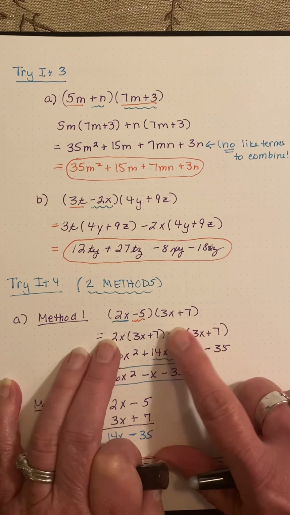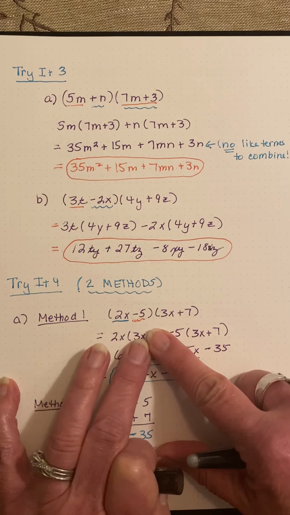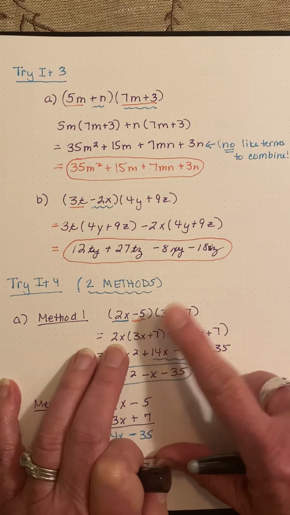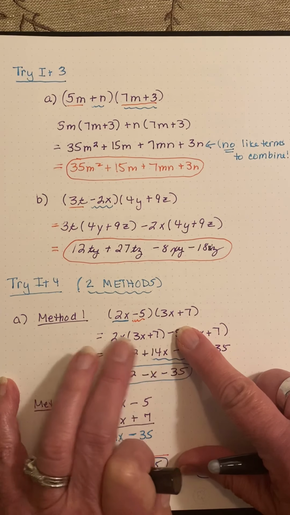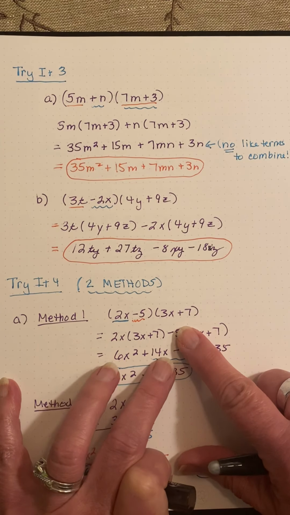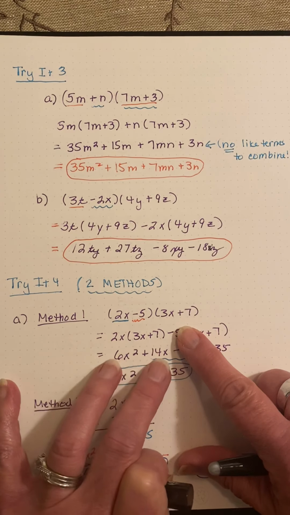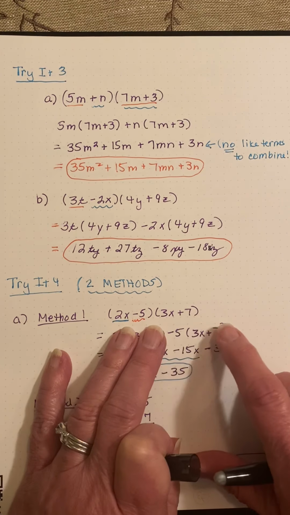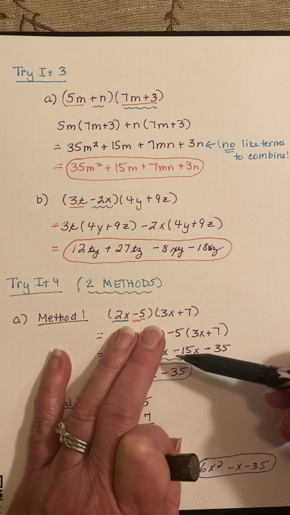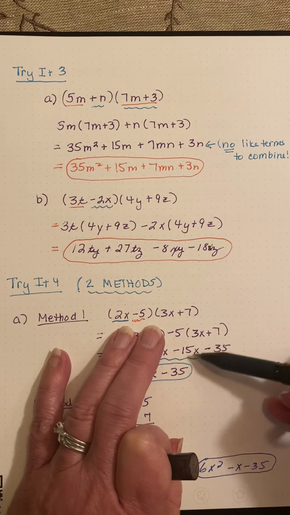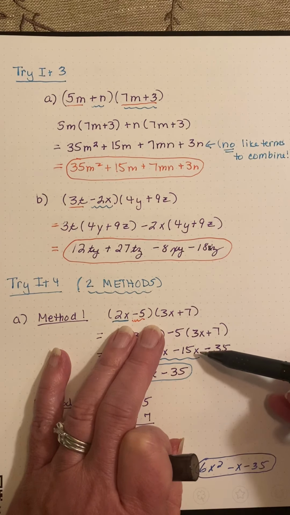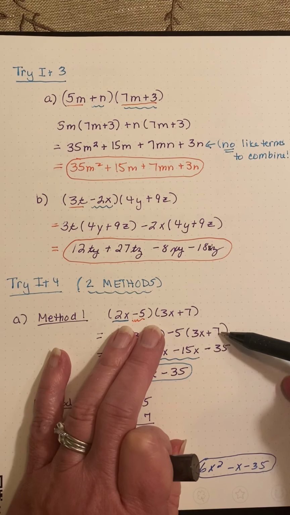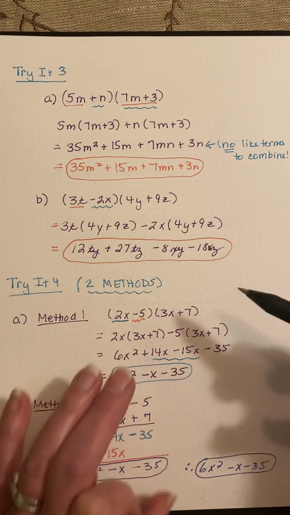2x times 3x, that's 6x squared. 2x times a positive 7 is 14x. Got to keep, there's only one x. Now my negative 5 times this positive and my negative 5 times this positive, I'm going to end up with two negatives again. So negative 5 times 3x is negative 15x. Negative 5 times positive 7 is negative 35.